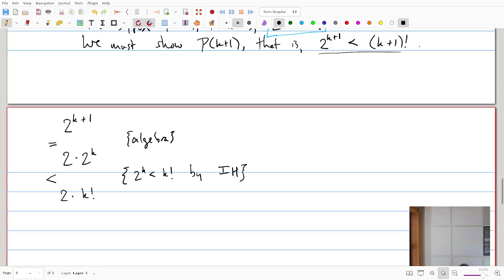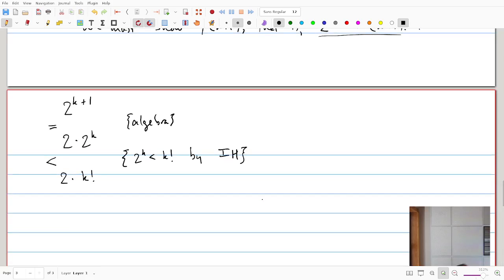Alright, getting closer. My goal is to get k plus 1 factorial. I have here k factorial. If I multiply k factorial by k plus 1, that gives me k plus 1 factorial, because k factorial is 1 multiplying all the way to k, and then if I do one more thing, k plus 1, that's k plus 1 factorial. Can I replace the 2 by k plus 1? Is that okay? What do you think?